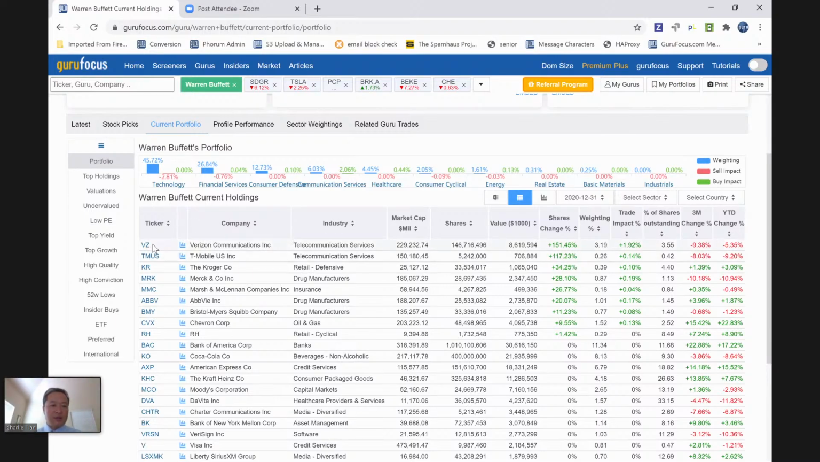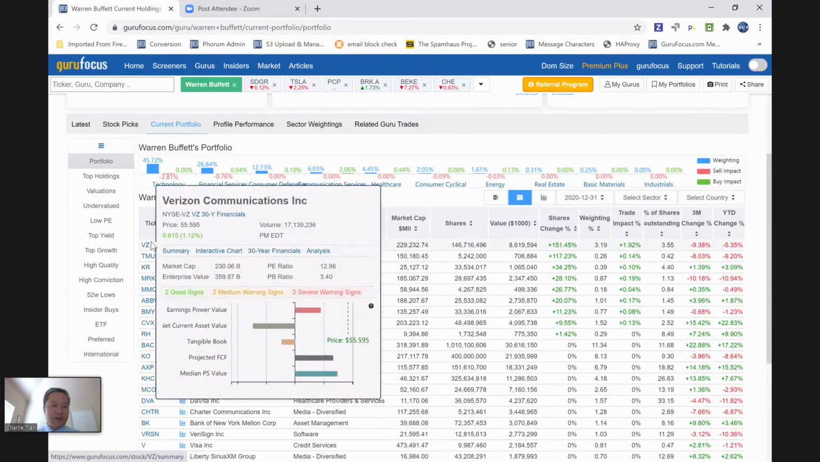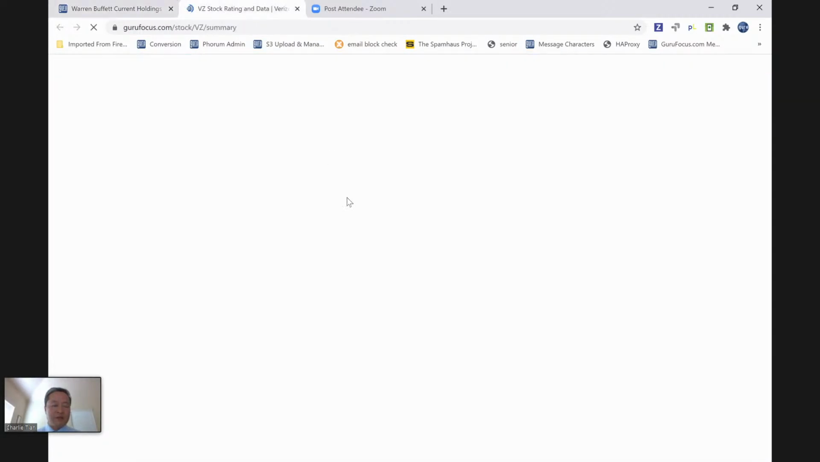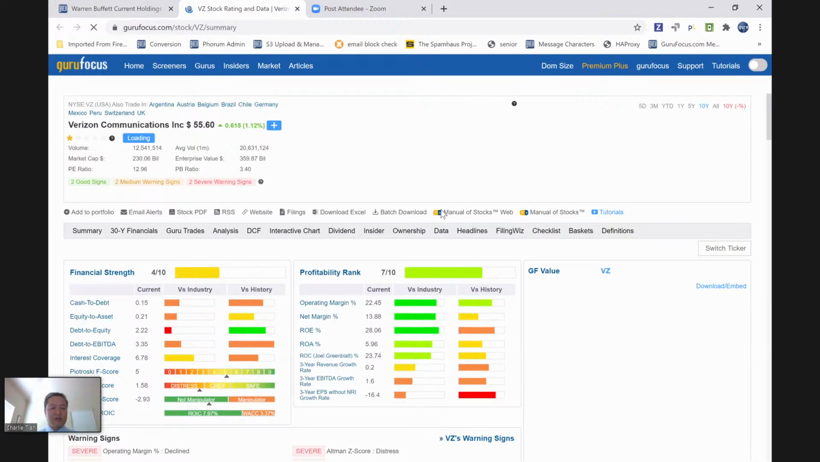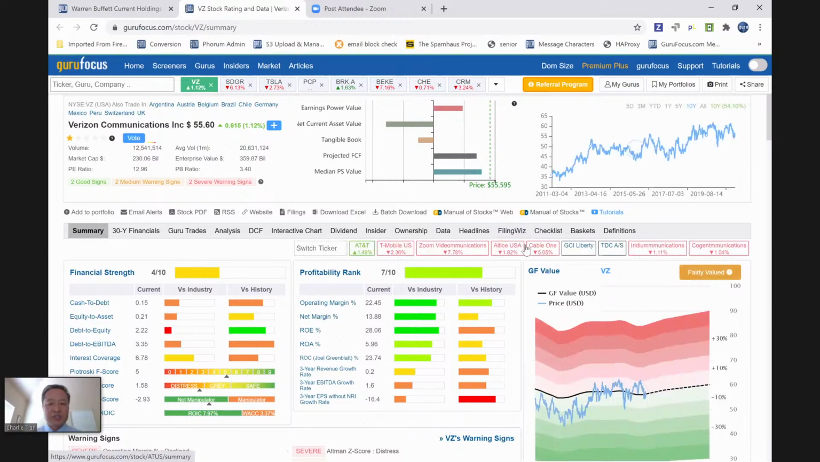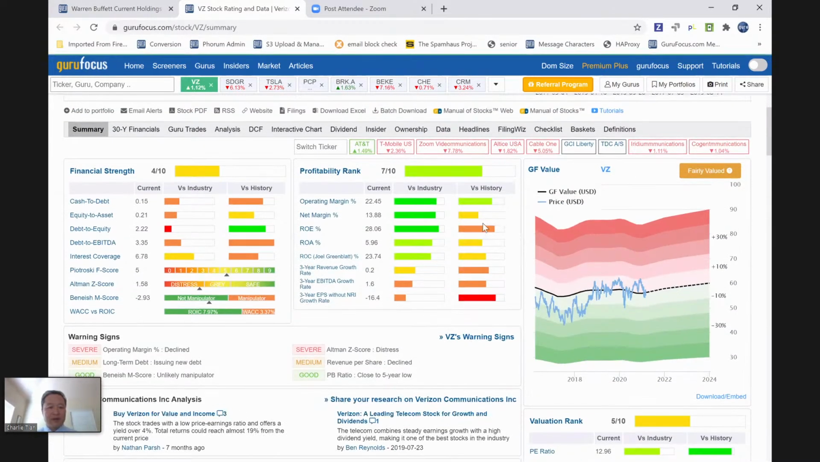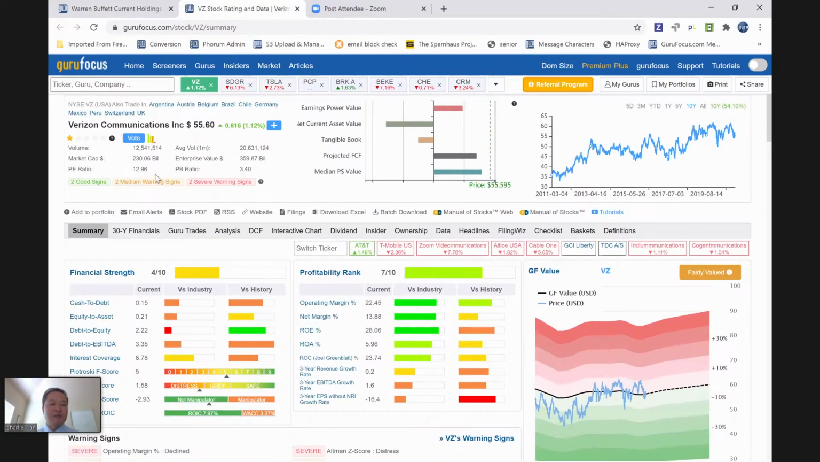Let's take a look at Verizon. If I click here, I will see Verizon, and we can see that this is the largest purchase of Warren Buffett. If you look at the company, the PE ratio is only 12.96. The PE ratio is very low.